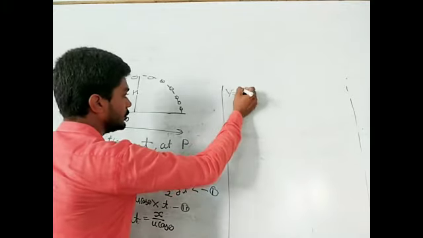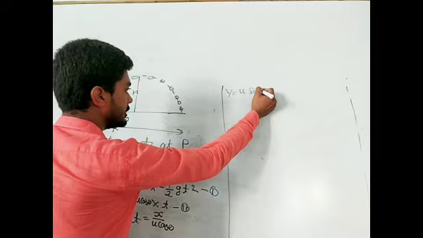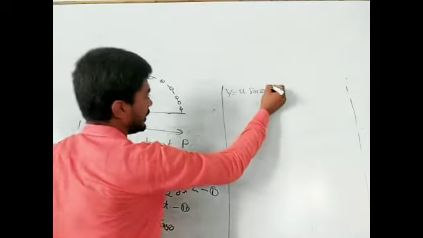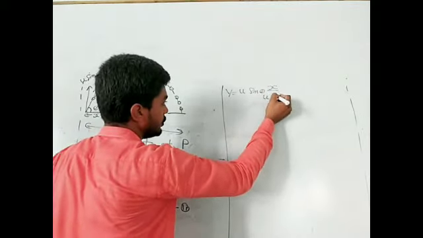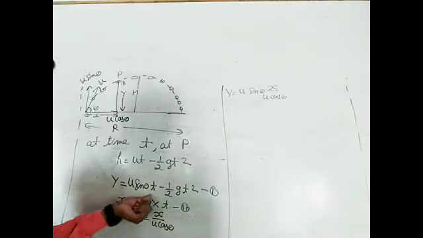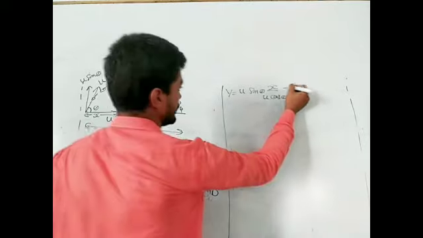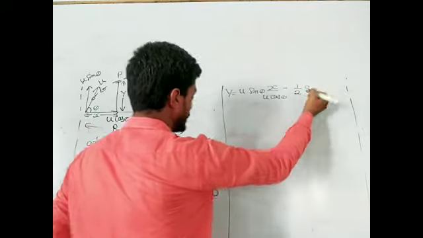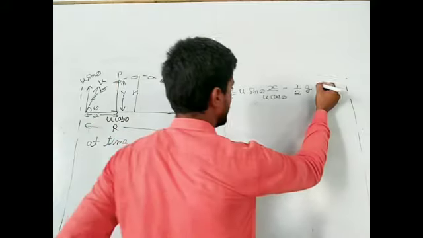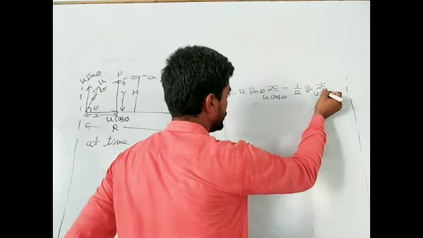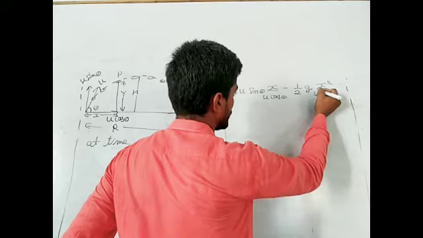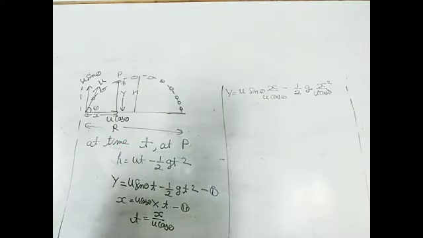y is equal to u sin theta t, and t is equal to x upon u cos theta. In place of t we are using x upon u cos theta. Put here minus half g t square, which means x upon u cos theta, the whole square.